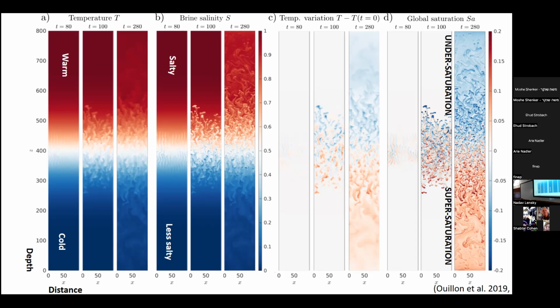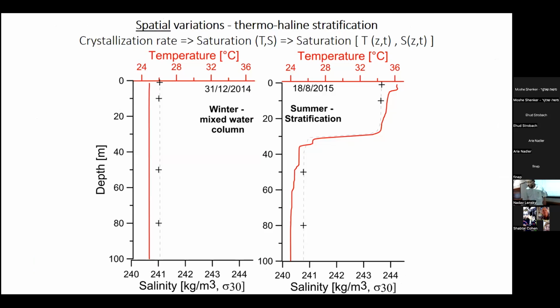So we have an upper layer, which is without salt, and a lower layer with salt. The supplier is this instability. That's what we think, and we have many other observations that support that.